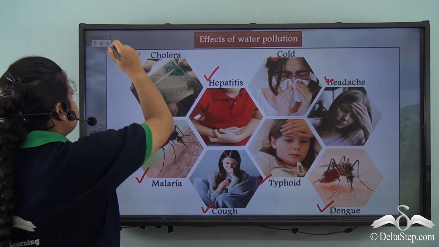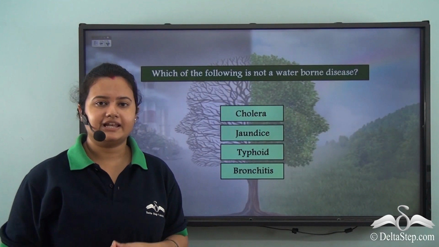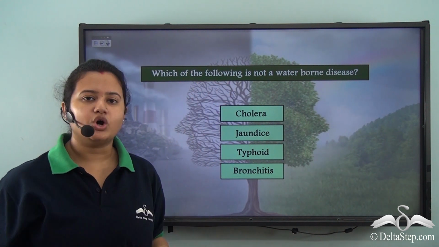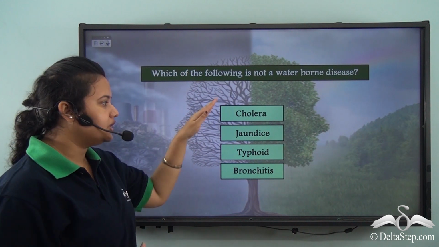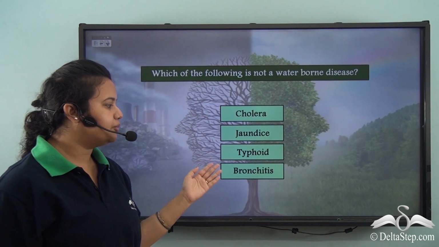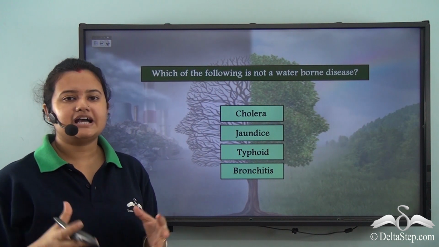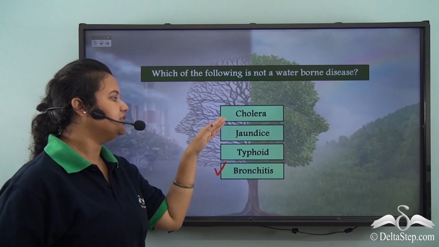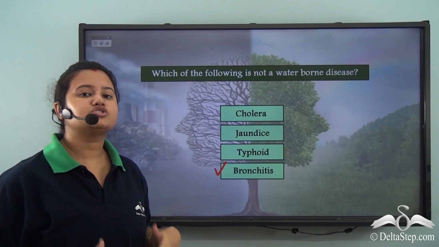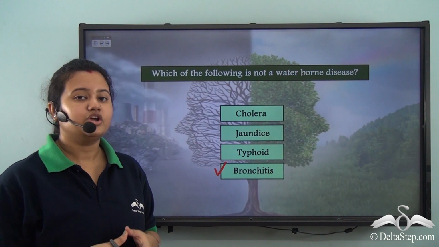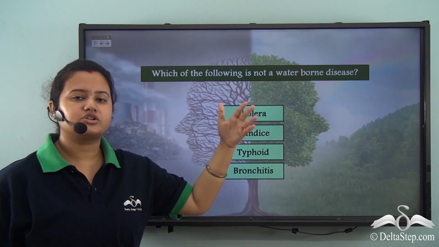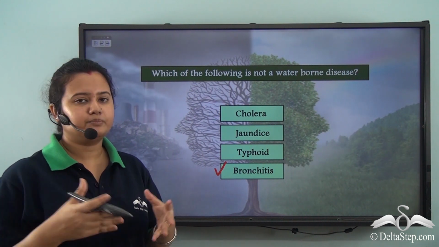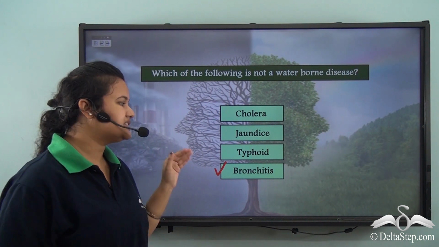So, from this we understood that if we drink polluted and contaminated water, then we can suffer from various waterborne diseases. Now, before we proceed with our lesson, let us try to answer this question. Which of the following is not a waterborne disease? Is it cholera, jaundice, typhoid or bronchitis? The correct answer is bronchitis. As we just read, cholera, jaundice and typhoid are caused by consuming contaminated water. So, they are the effects of water pollution, while bronchitis is not an effect of water pollution. So, the correct answer is bronchitis.